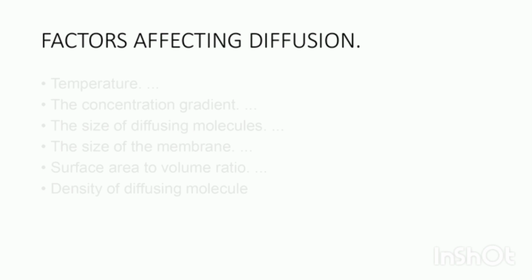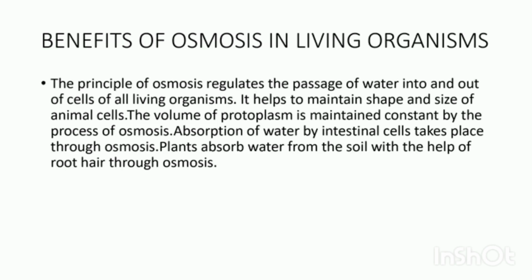The size of the membrane: when the membrane is thin, the rate of diffusion will be faster compared to when the membrane is thick. Surface area to volume ratio: when it is large, the rate of diffusion will be low, and vice versa.